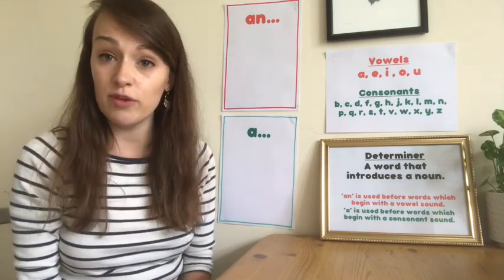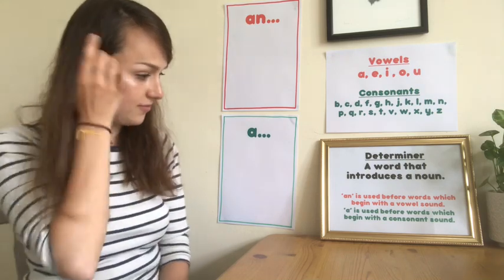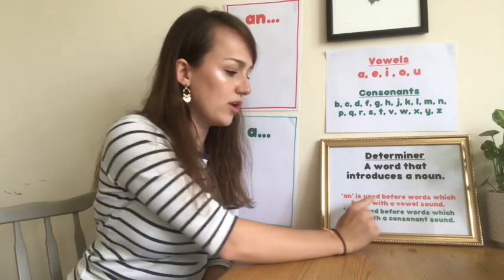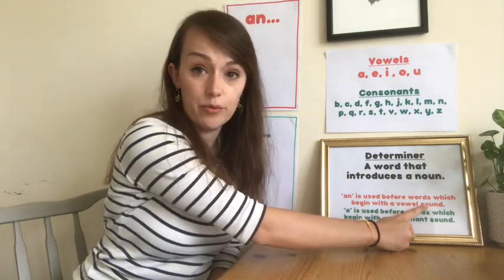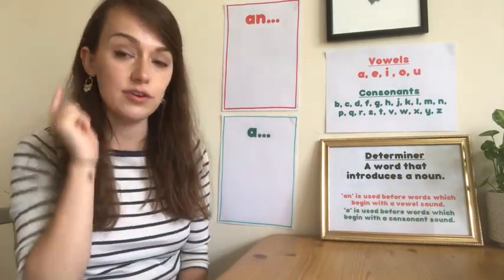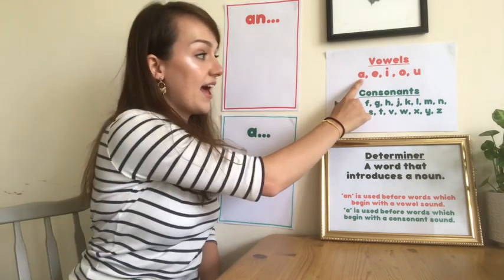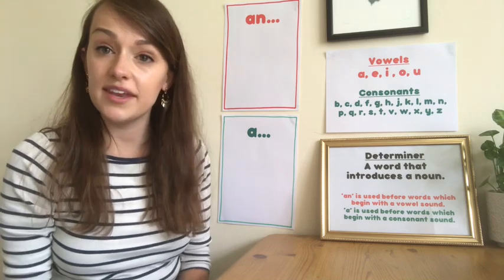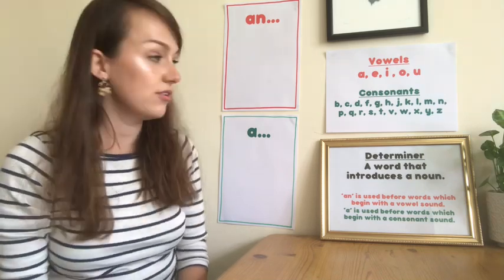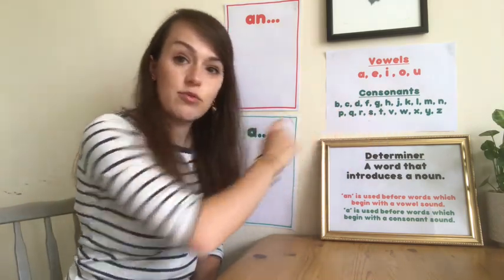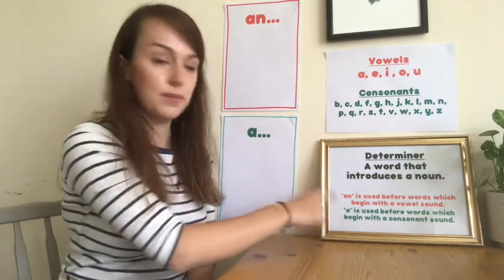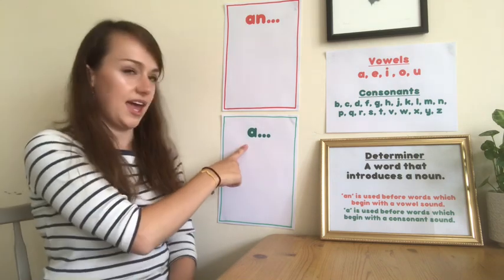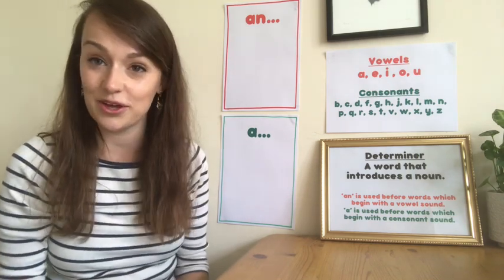So there's one very important rule you need to know. An is used before words which begin with a vowel sound. So the words sound like they begin with a, e, i, o or u. And if the noun doesn't begin with a vowel sound, if it begins with a consonant sound, you need to introduce the word with the determiner a. Okay, so let's have a go at this.